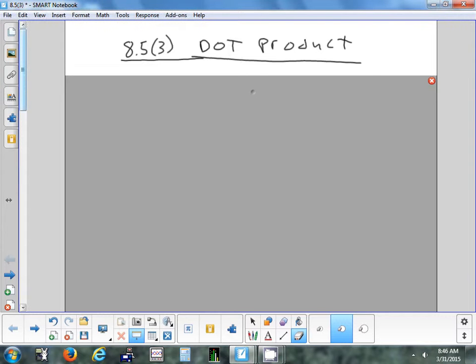All right, so let's take a look at section 8.5. Okay, it's the same section in your book, part 3. It's a very large section. We're pretty much spending the entire week in section 8.5 in your text. Or if you're looking stuff up, you can also find it in the packet under dot product.